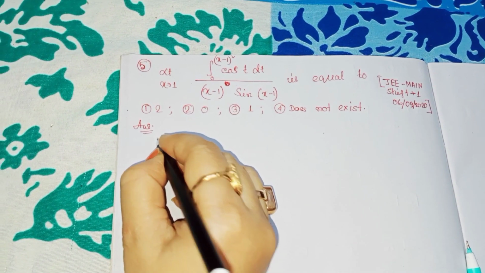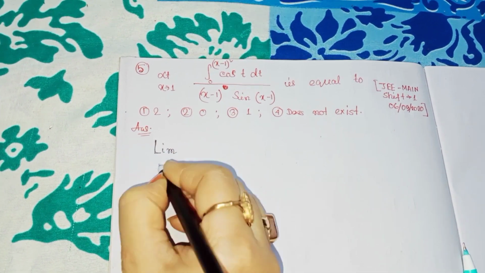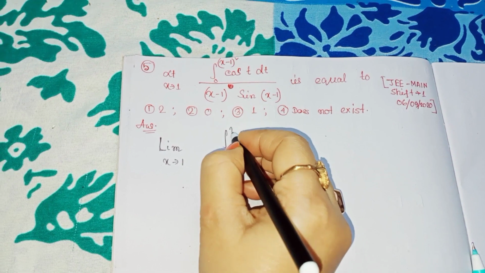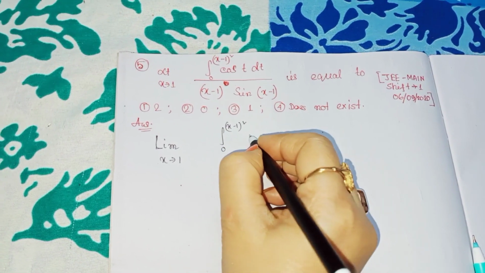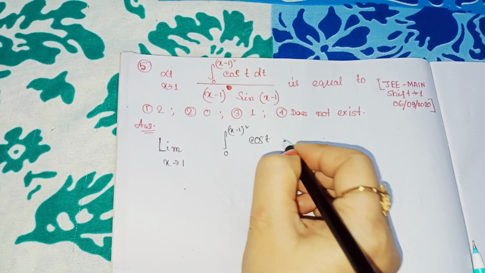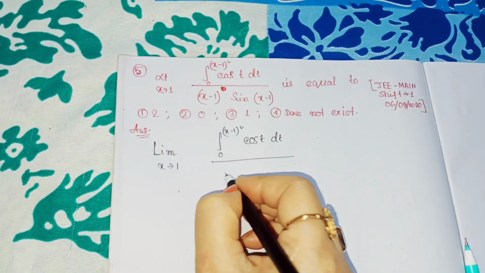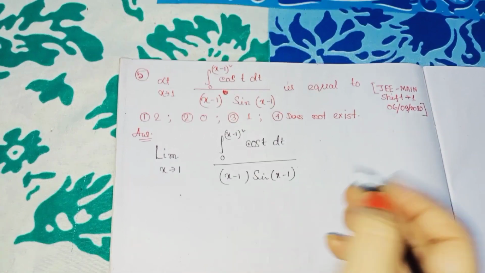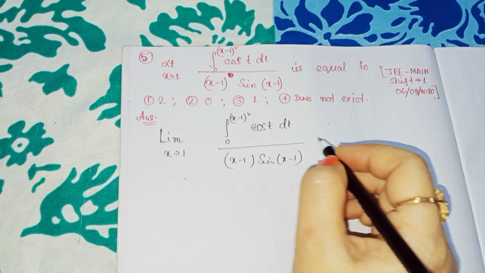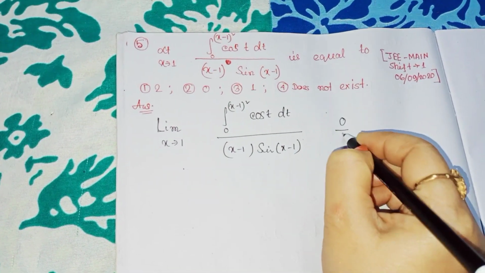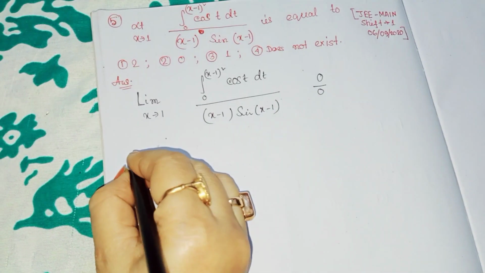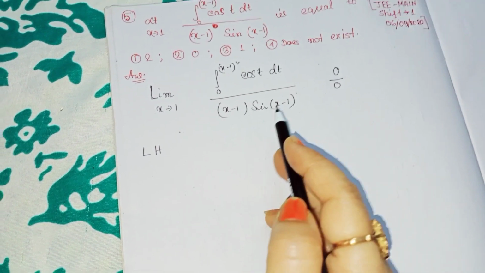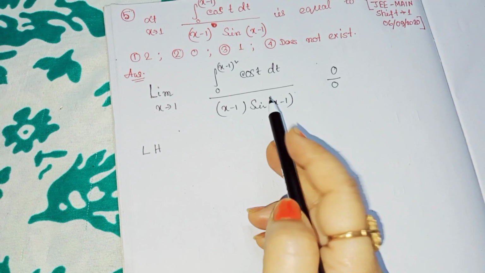So just write down: limit x tends to 1, the numerator is the integral from 0 to (x minus 1) whole square of cos of t dt, and the denominator is (x minus 1) sine of (x minus 1). When we put the limit x equal to 1, it becomes 0. So now applying L'Hospital's rule with the Leibniz form.